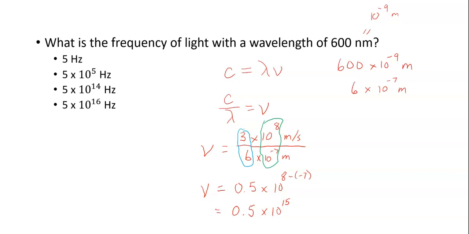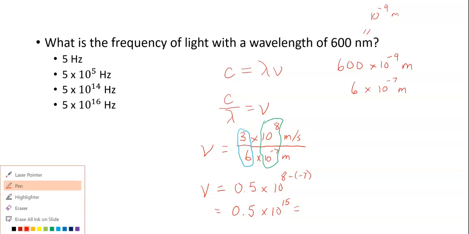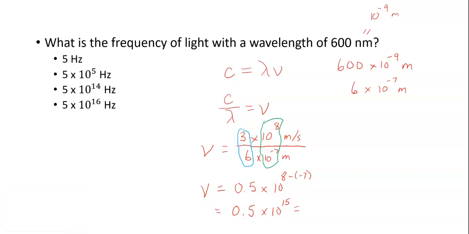Okay, but now this is not in proper scientific notation, which is sort of problematic because it's our final answer, and also if we look at our answer choices, this number is not listed. So to get proper scientific notation, we want to move the decimal to where it's after the 5.